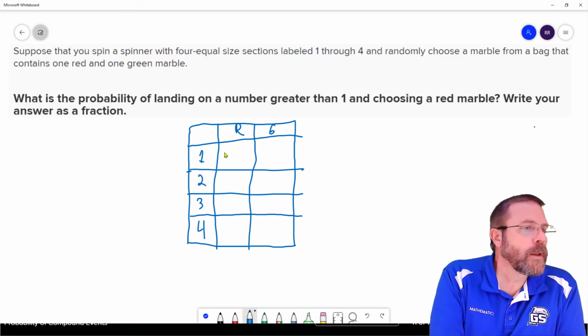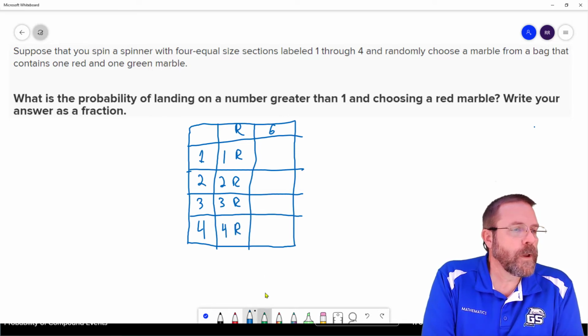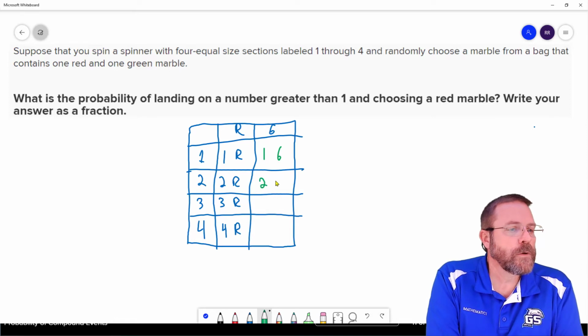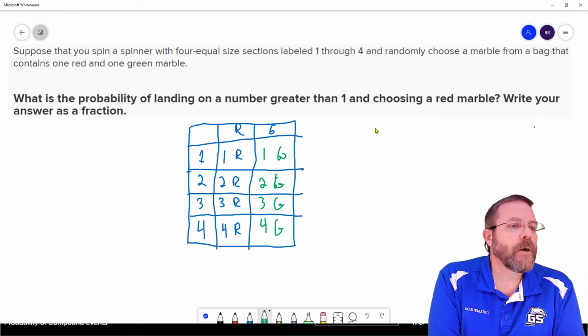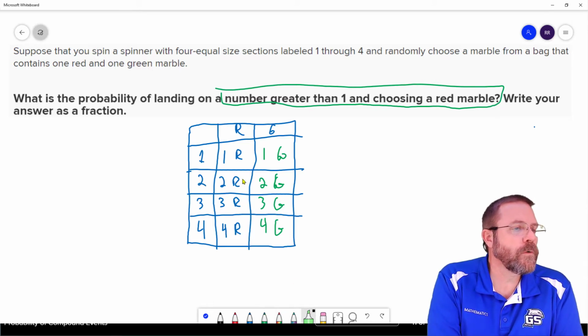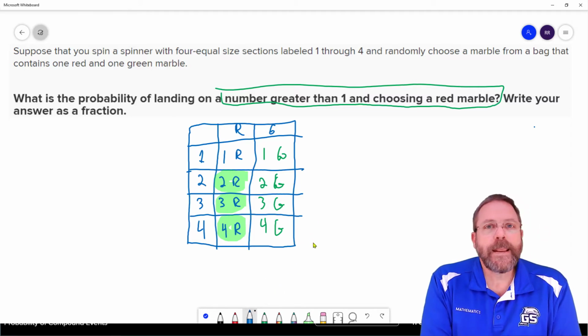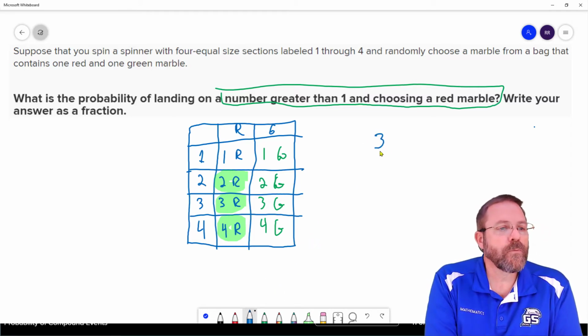Well, I could get a 1 red, a 2 red, a 3 red, and a 4 red. Or I could get a 1 green, 2 green, a 3 green, and a 4 green. Now we're looking for a number greater than 1 and a red marble. So which ones fall into that category? Well, it has to be in the red section. A 2, a 3, and a 4 are all numbers greater than 1, and they all have the red marble. So it's going to be 3 out of 8.